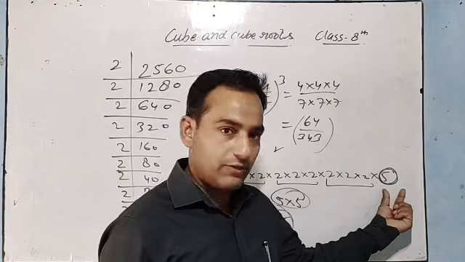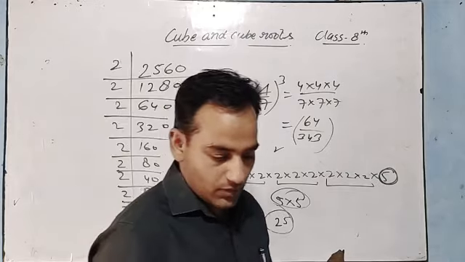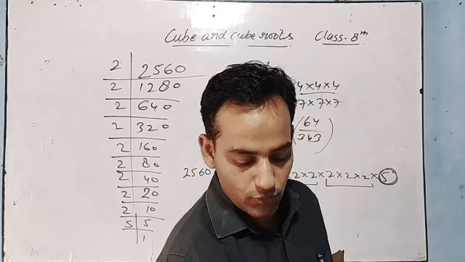So we should divide it by 5. By which number should it be multiplied? To multiply, it is 25. Okay. So this is not all. This is something about cube and cube roots.